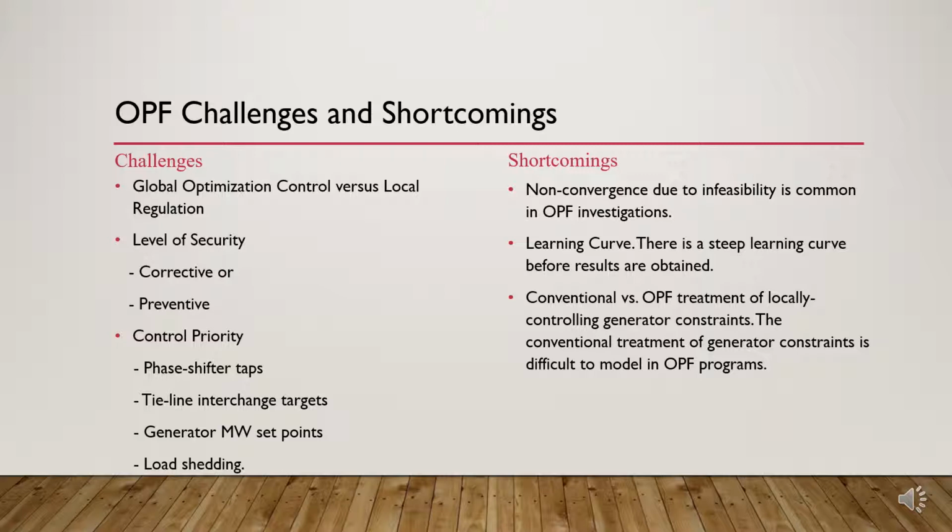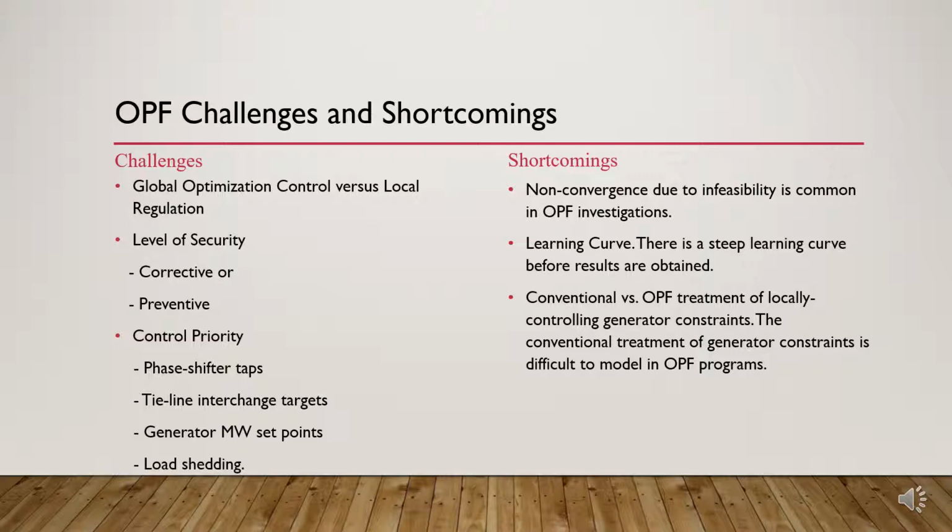The next one is level of security. One important network modeling issue of OPF is the strategy of dealing with network security. The requirement is that there must be a feasible solution in the intact network as well as in the post-contingency network.